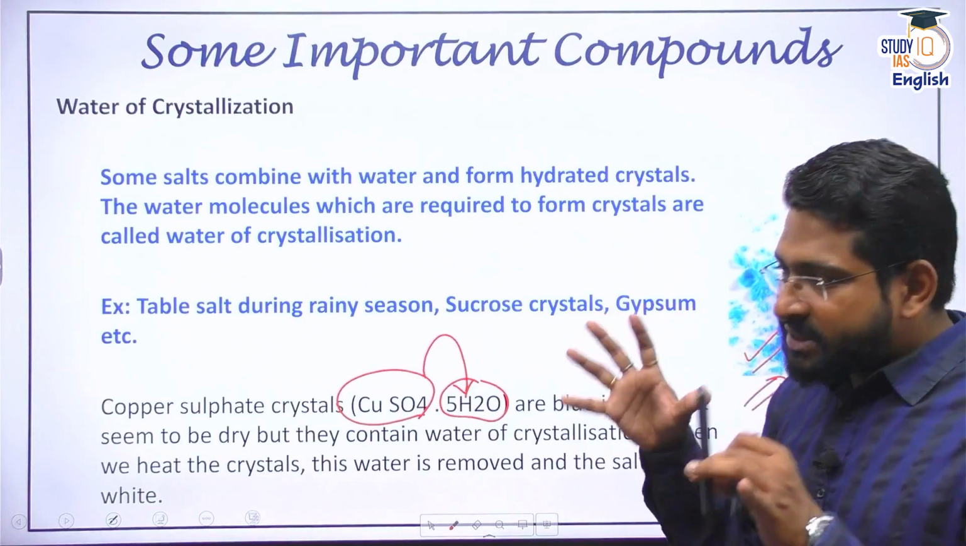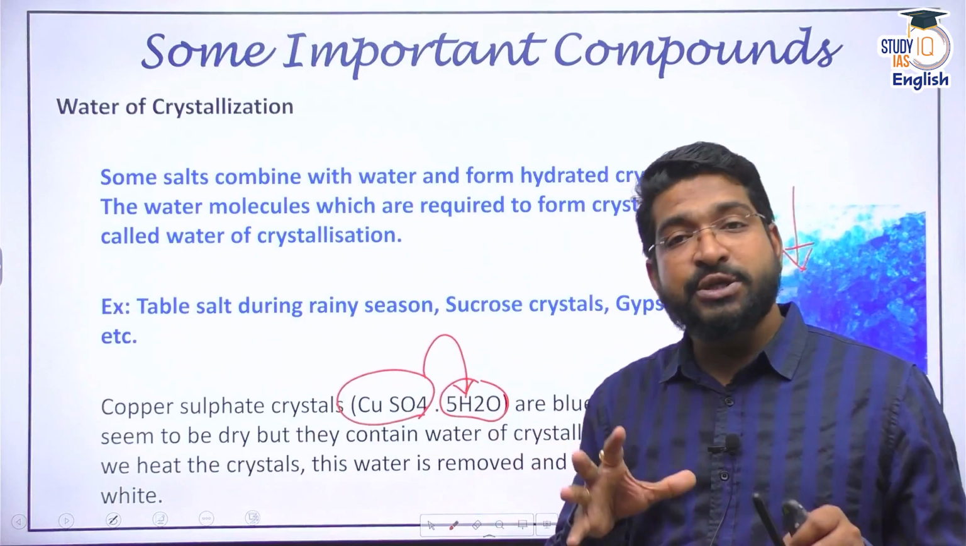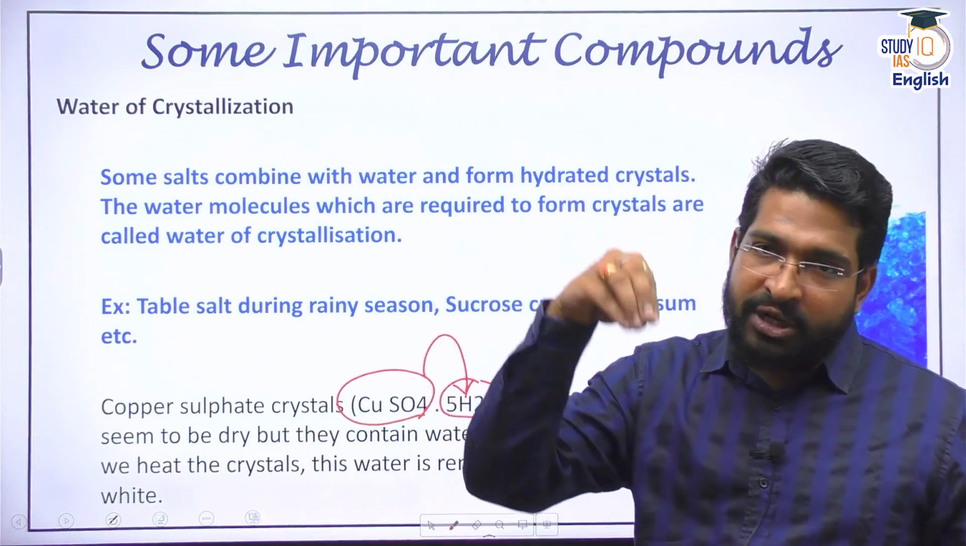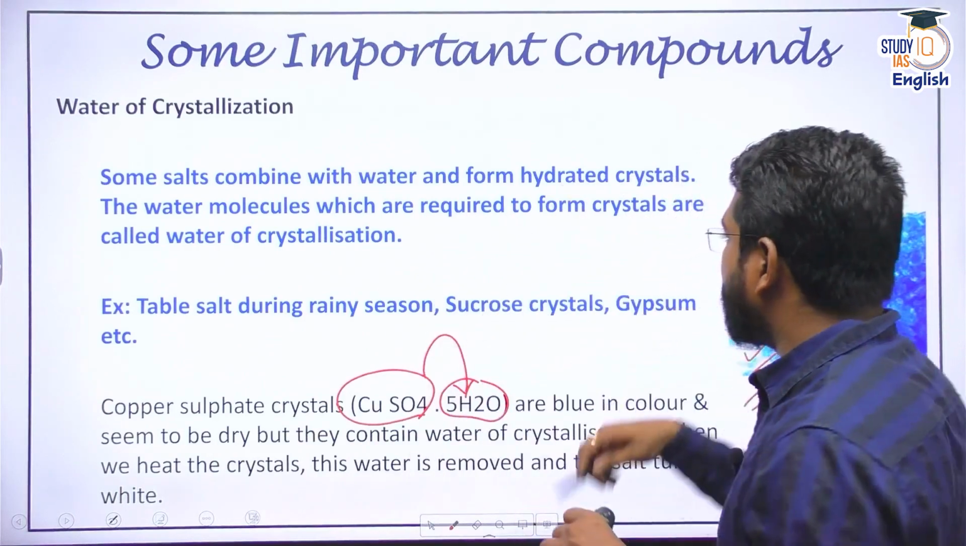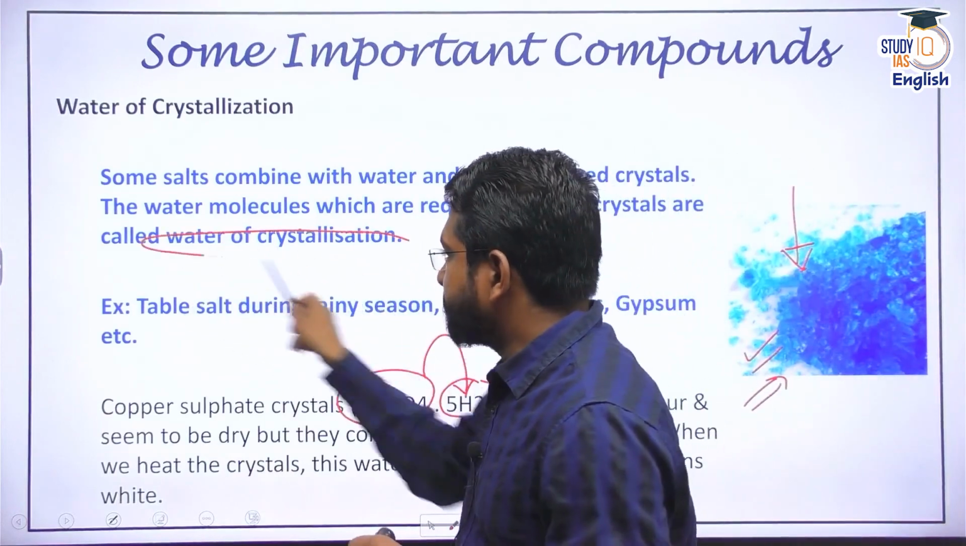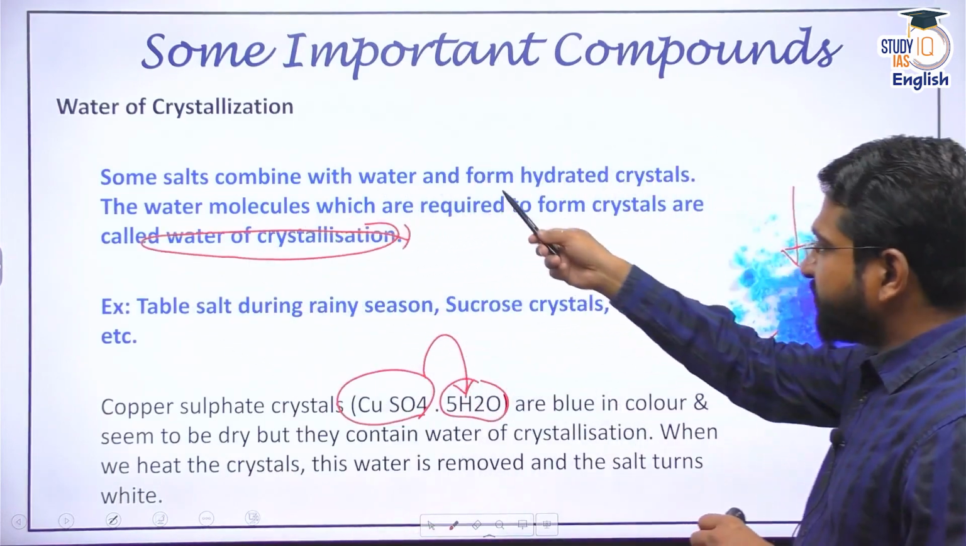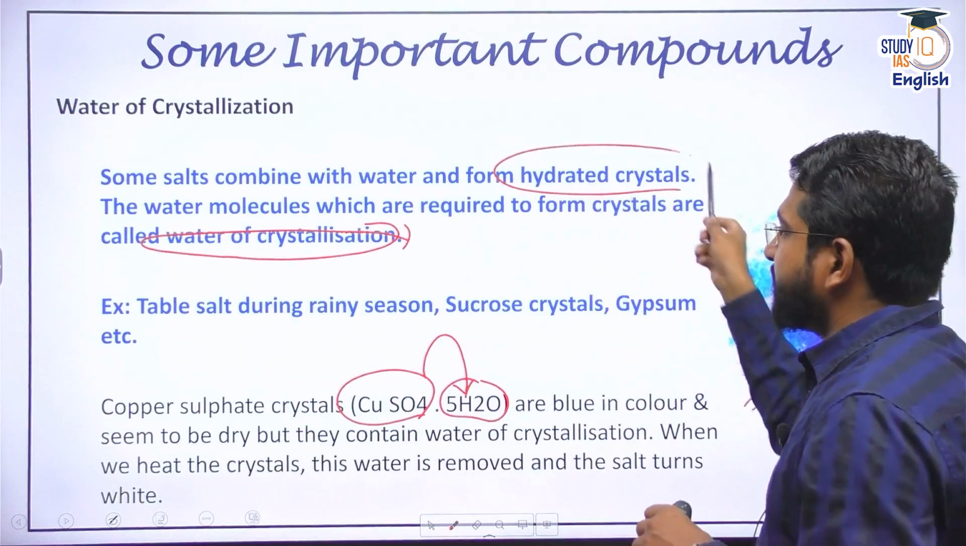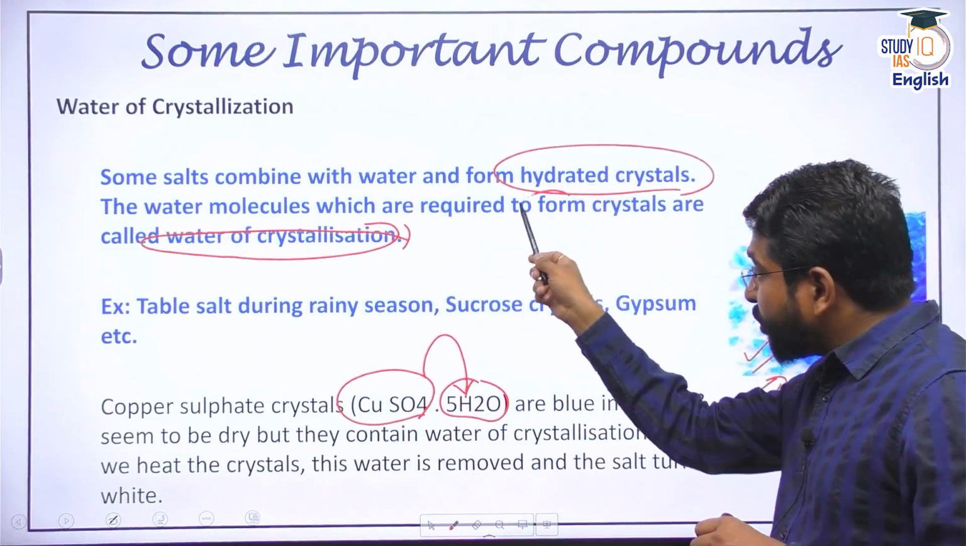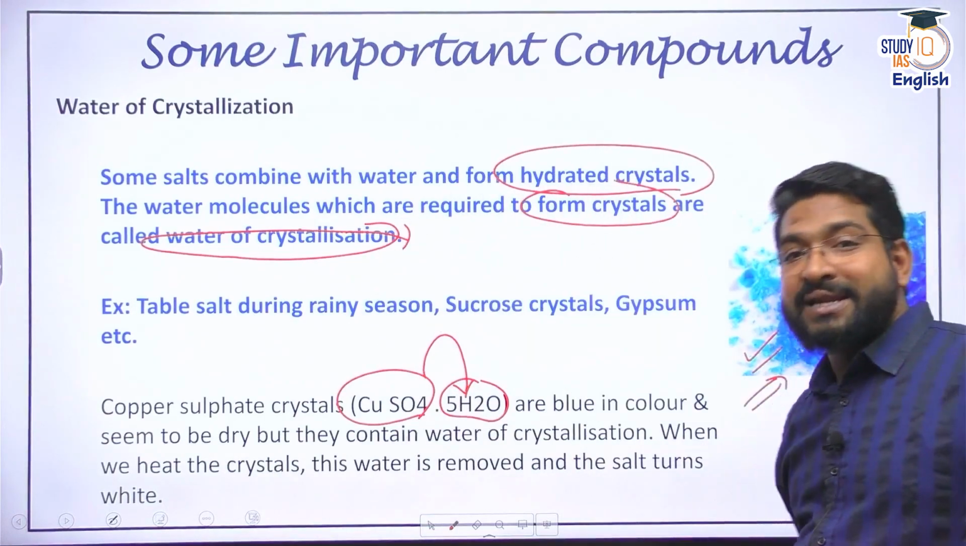That means in some salts, especially hydrated salts, there is already water present in them, and that water is called water of crystallization. That's it. Some salts combine with water and form hydrated crystals. The water molecules required to form these crystals are called water of crystallization.